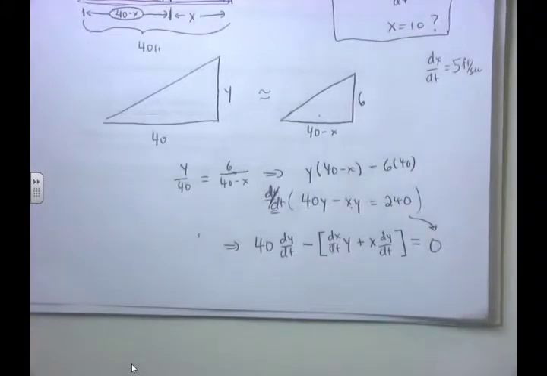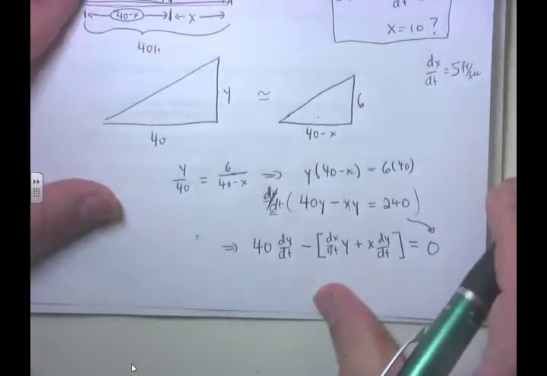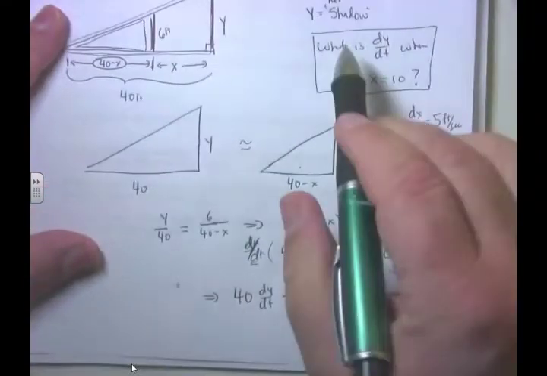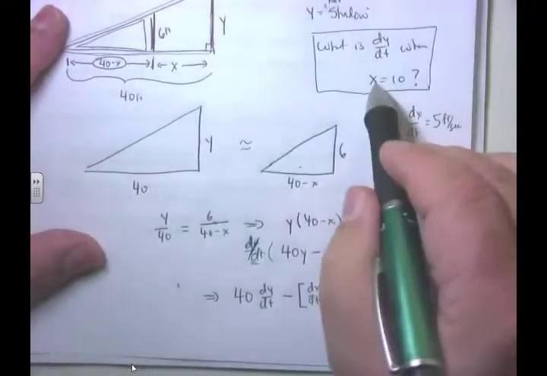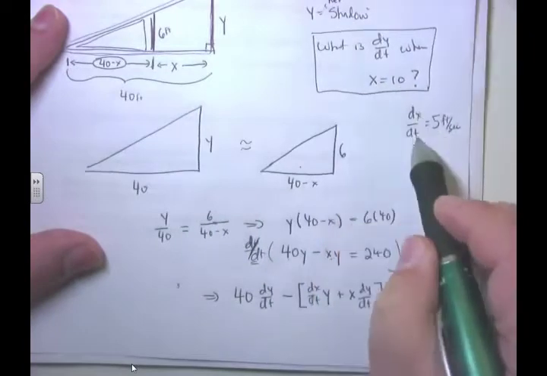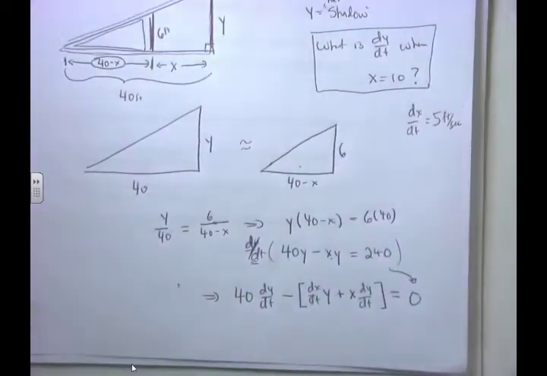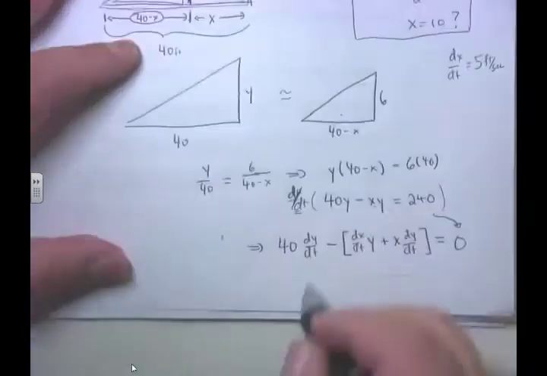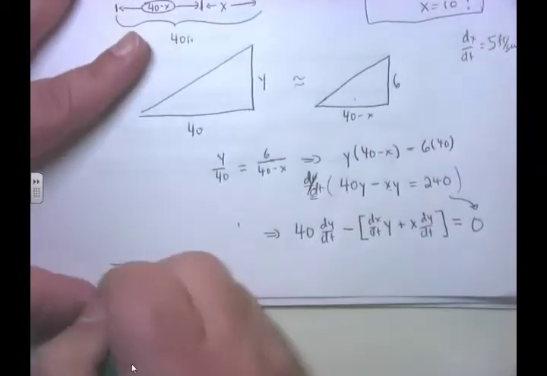Now, what is it we're supposed to do again? Oh yeah, here we go. Let's go back to this problem here. What is dy/dt when x equals 10? And don't forget, dx/dt was given to be 5 feet per second. What I'm going to do now is clean this up and solve for dy/dt. So I'm going to distribute this.